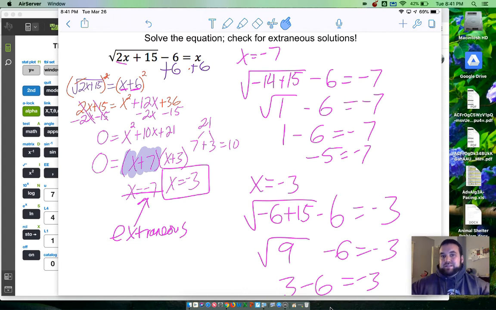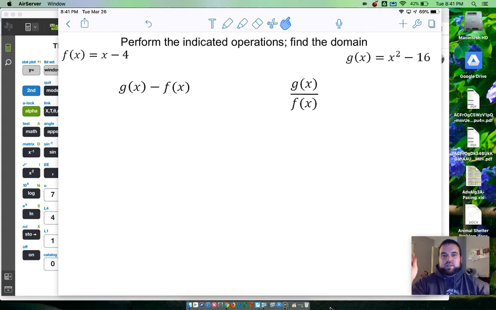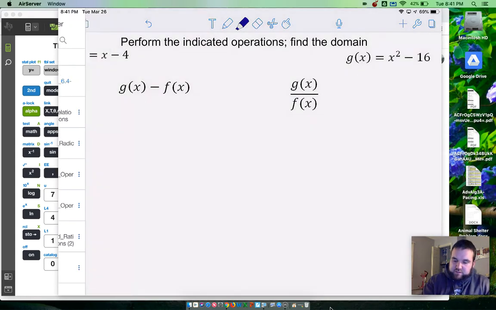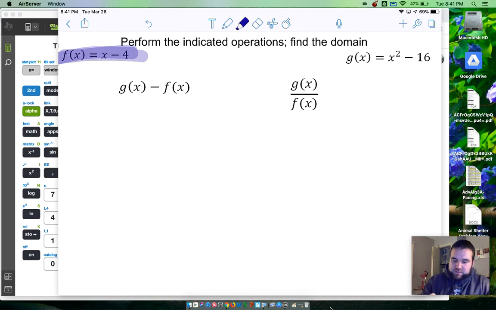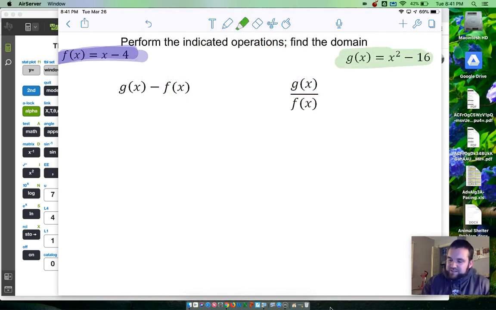So yeah, that's kind of 6.5 in a nutshell. The next section we did was 6.6, which was the function operations, so adding, subtracting, multiplying, dividing, as well as that new composition of functions. And we also reintroduced the discussion of domain here. So here I have two functions, f of x equals x minus 4, and g of x equals x squared minus 16.